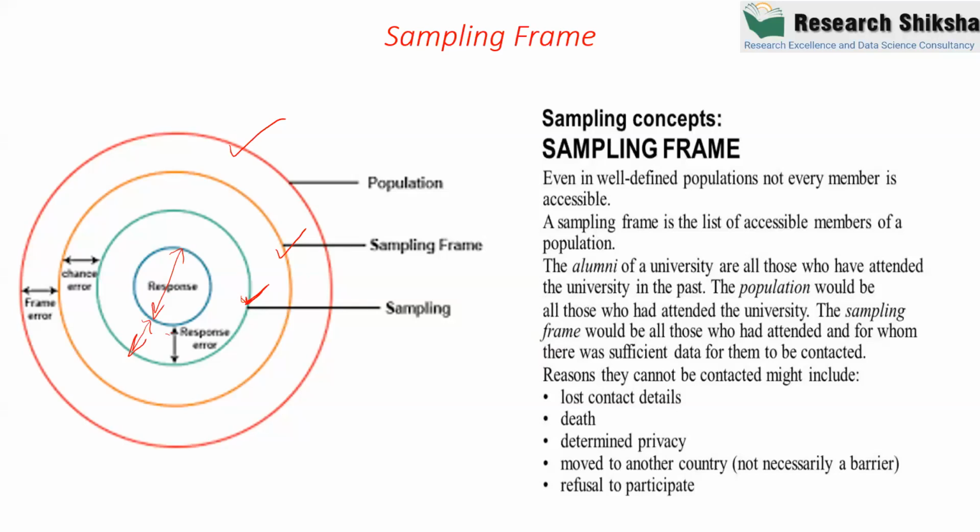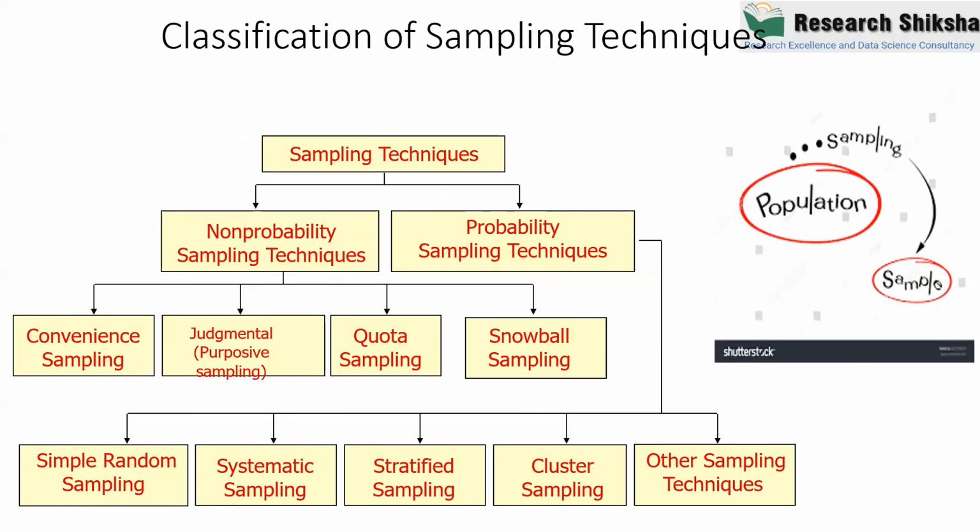Yeah, now let's move on. After the sampling frame, the next topic which we are going to discuss is the sampling technique. We divide the sampling technique into two categories. One is the probability sampling technique, which I mentioned here, and the second is called the non-probability sampling technique. Okay, now I'm giving you some examples.